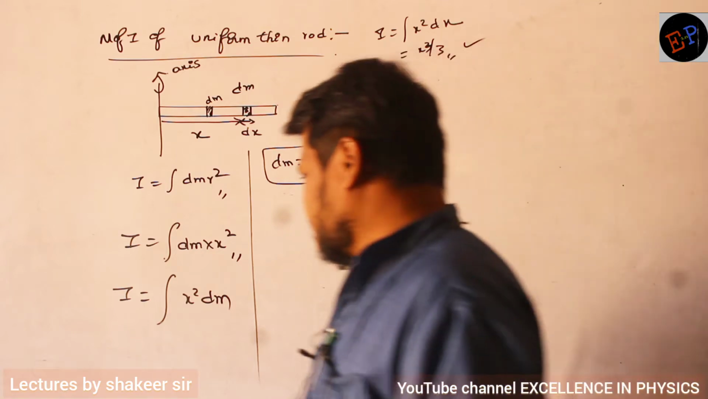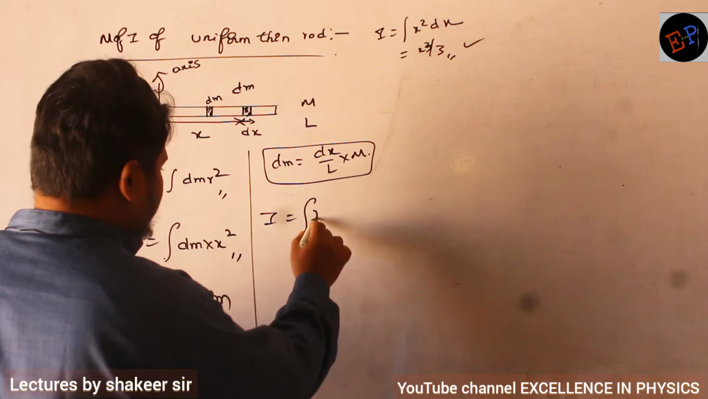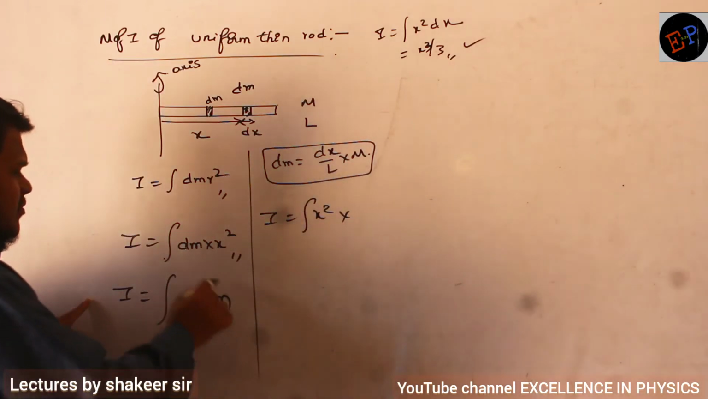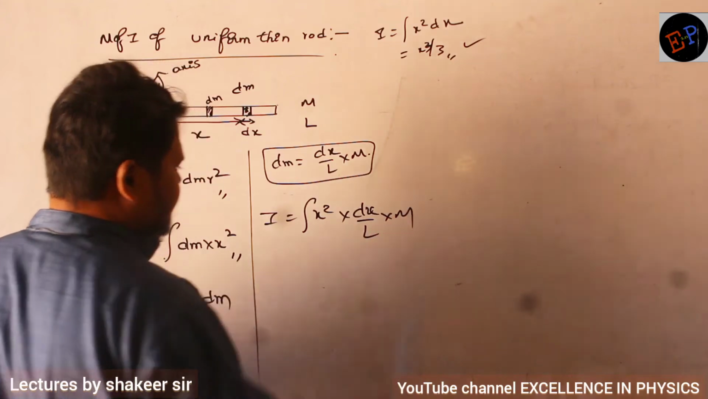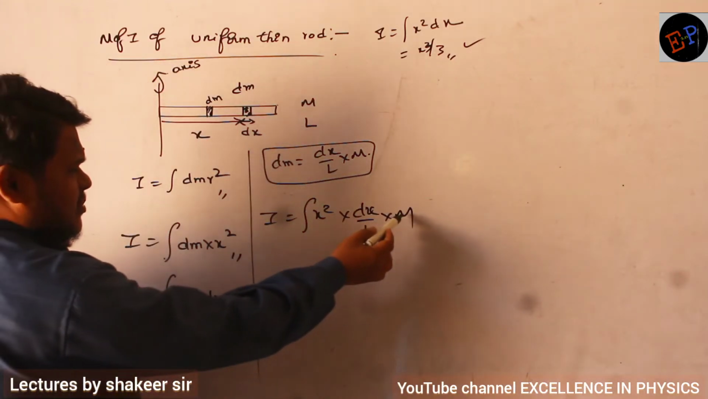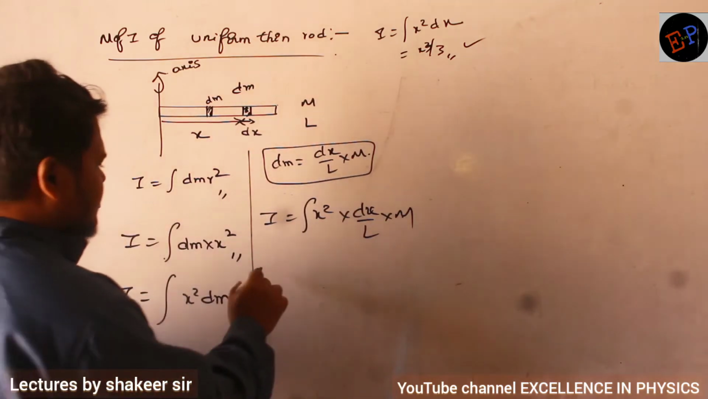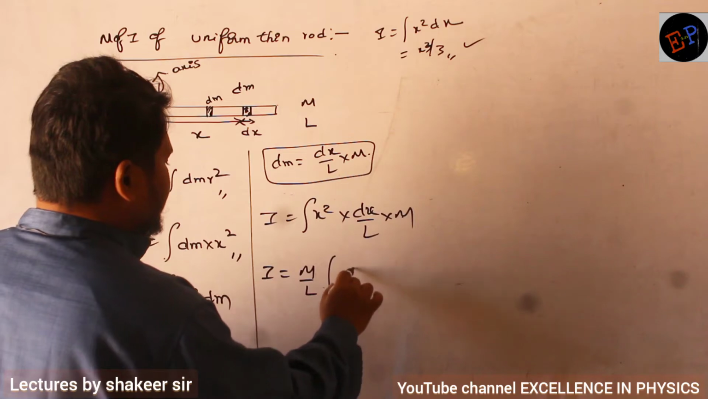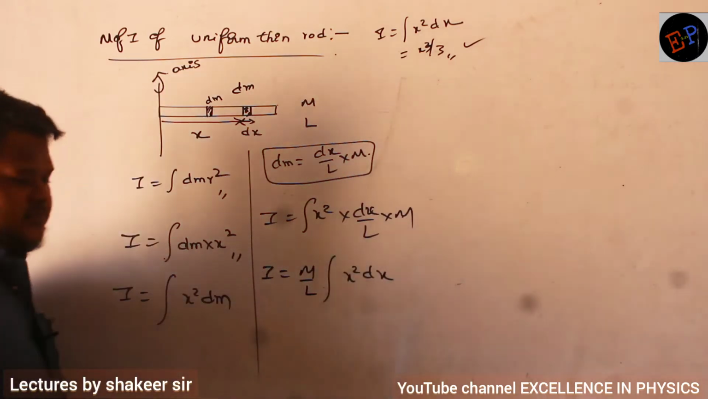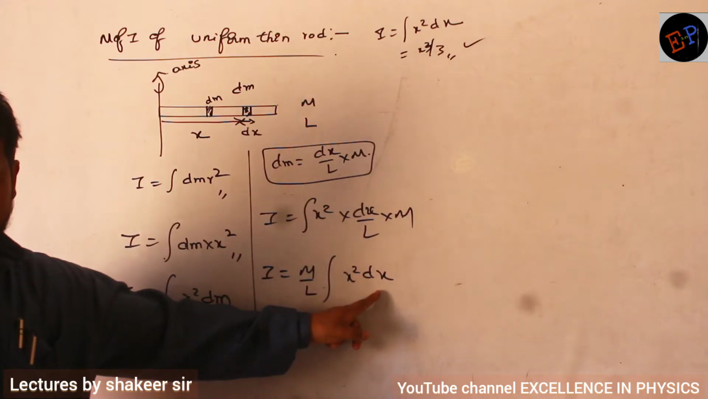Understood, no? That's it. So here what I will do is write I equals integration of x square, and instead of dm I can write dx by L multiplied by capital M. Clear, no? M is a constant, L is also a constant, so take them out of the integration. So I equals M by L integration of x square into dx. Now dm has been converted into dx, no?